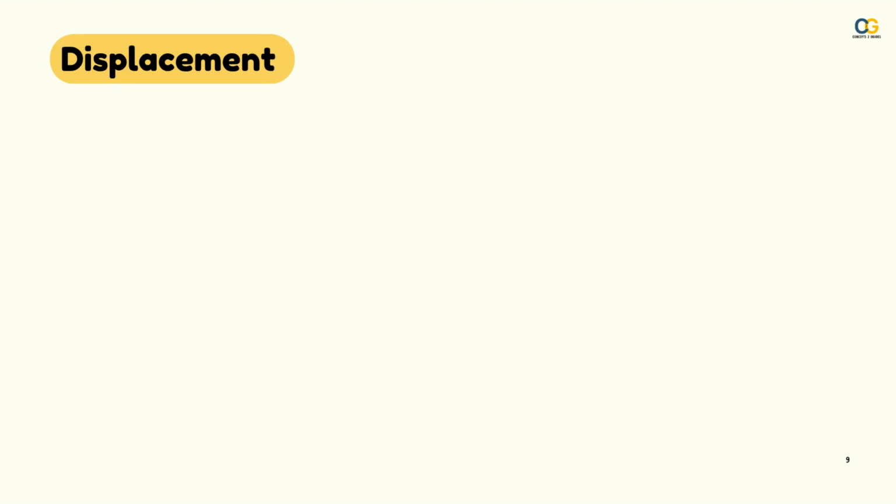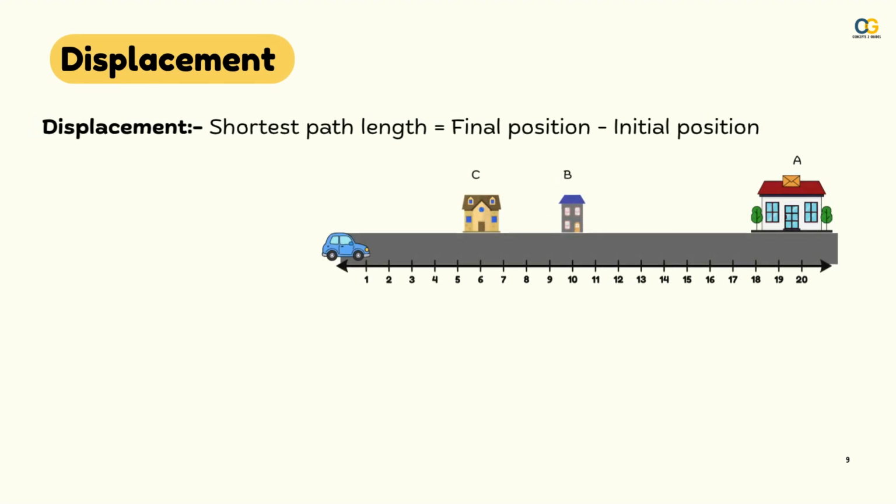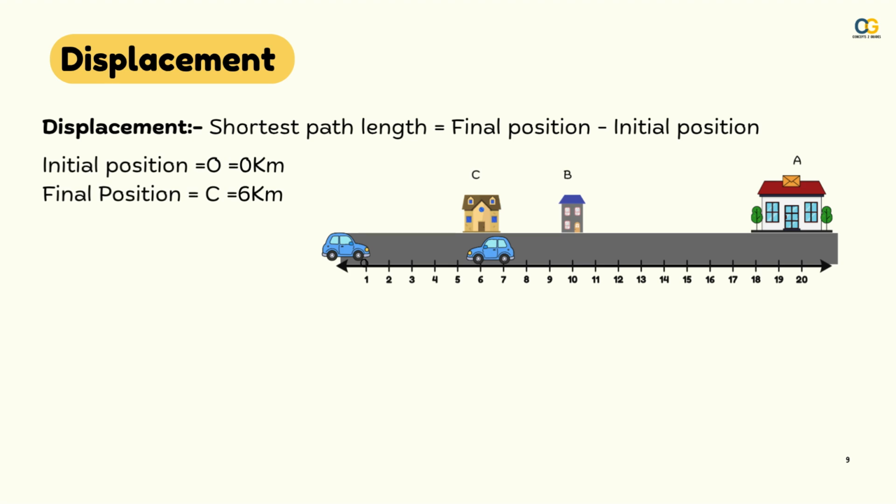Now what is displacement? Displacement is defined as the shortest path or the final position minus the initial position of your journey. In this situation, the first position was at O and your final position was at C. Distance between O and C, which is OC, is equal to 6 kilometers. Hence, the displacement is quite different from distance. It is the shortest path or it is the final position from the initial position.